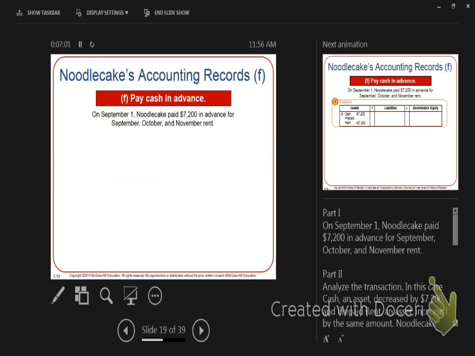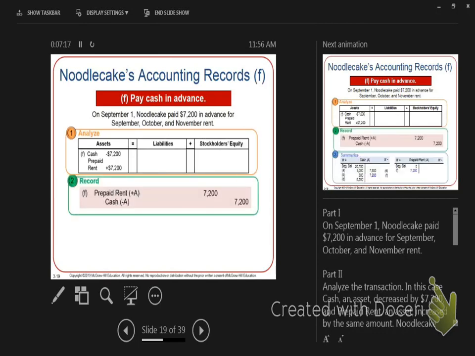All right, now what about we paid in advance $7,200 for rent? We paid for September, October, November, and right now it's September 1st. What did we say we were going to do here? Prepaid rent, and they paid cash, so cash. Prepaid rent and cash. So both are assets.